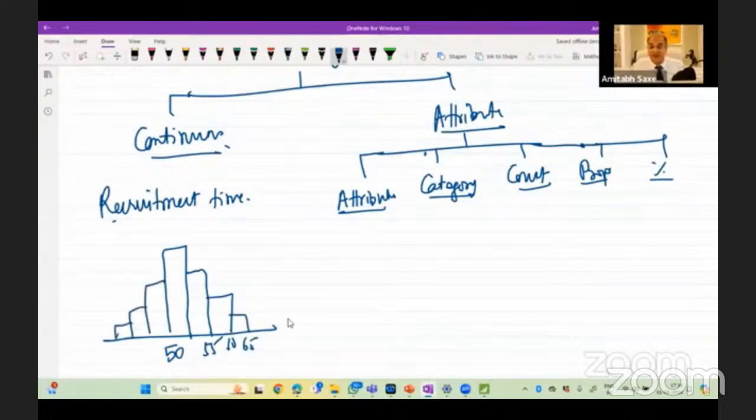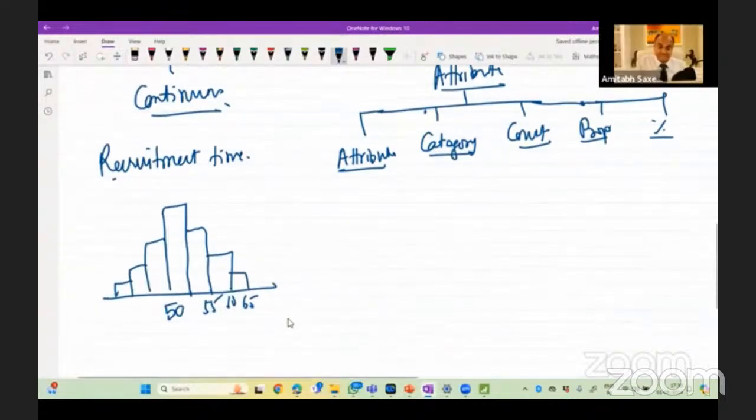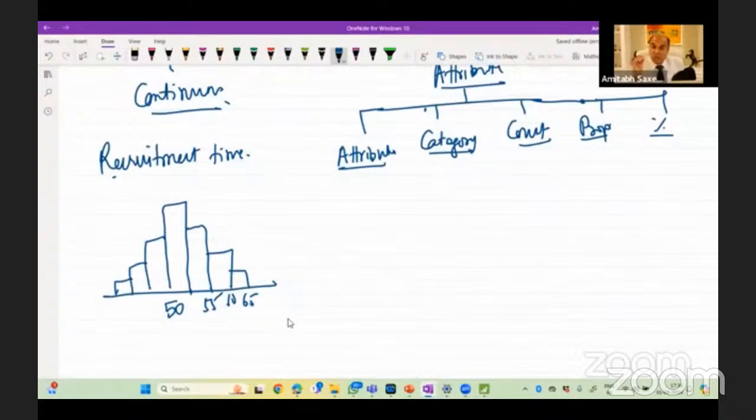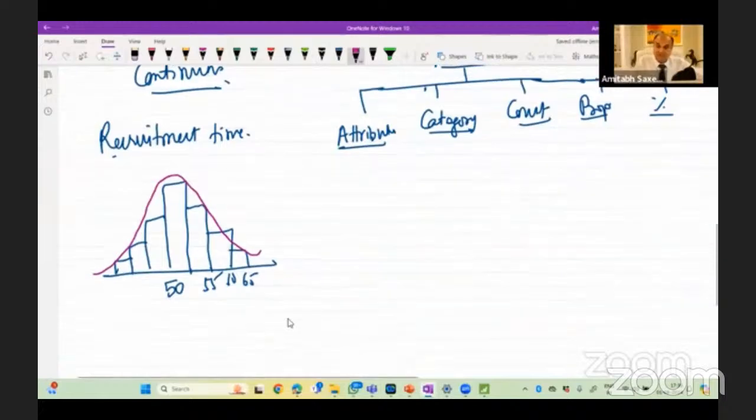And you would be surprised to know that most of the processes in the world, in the universe, I'm even talking about planetary conditions and movements, they all follow normal distribution. Normal distribution means it looks like a bell-shaped curve. It is known as normal distribution because it is normal to obtain it. If you take your time of travel from your office to home every day, it is normally distributed.